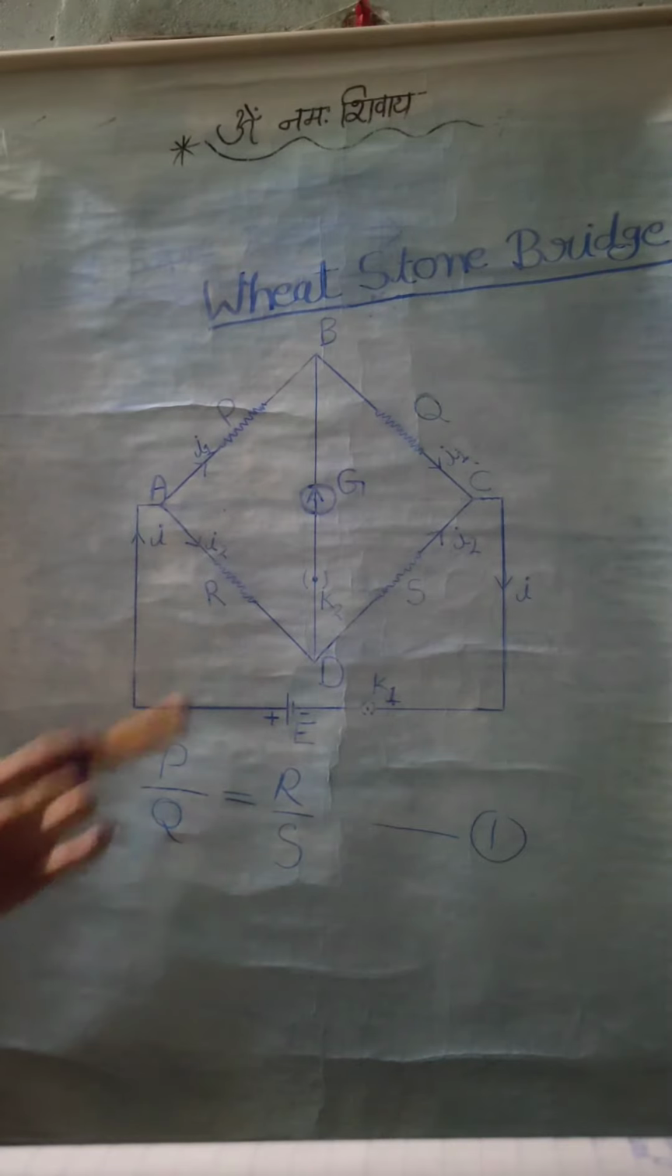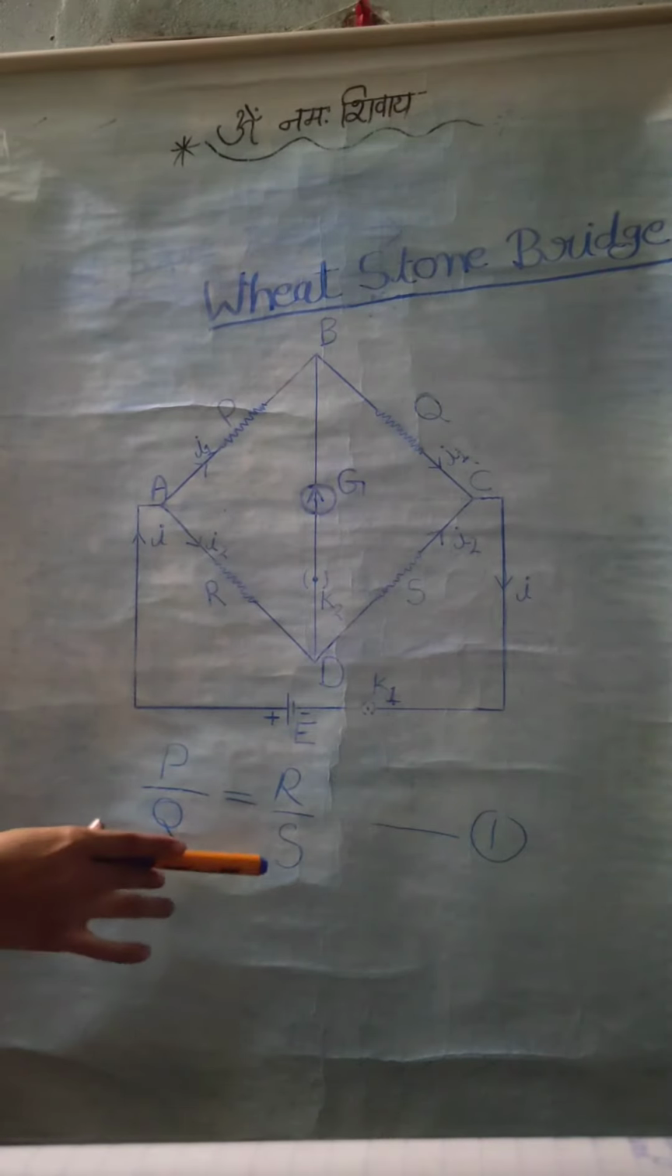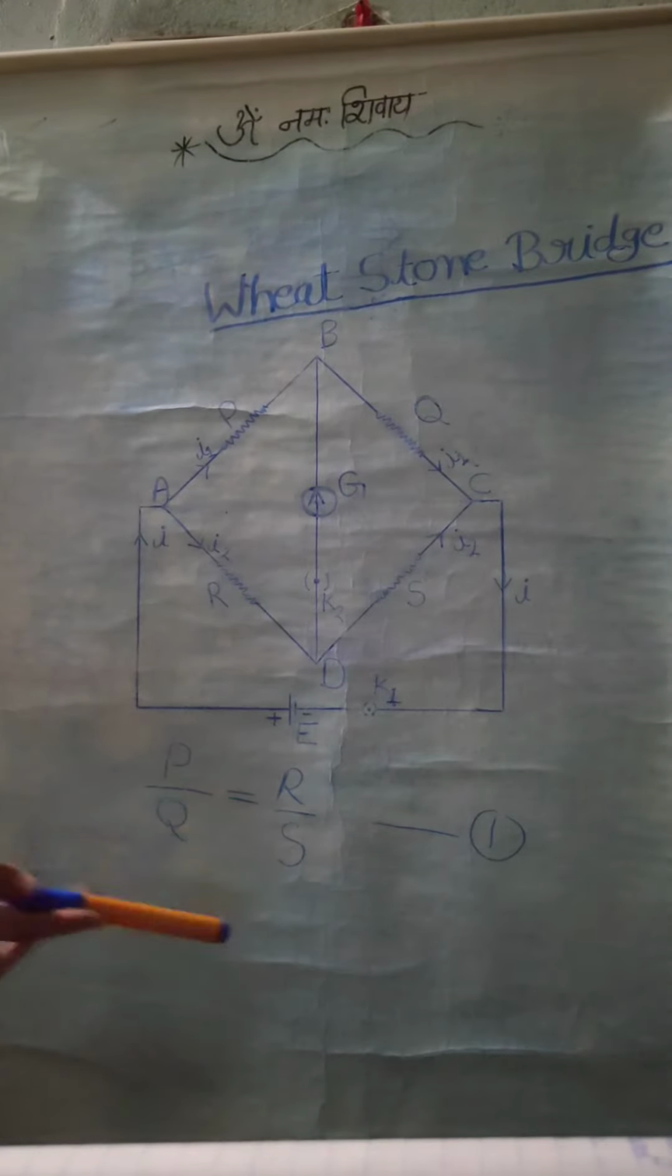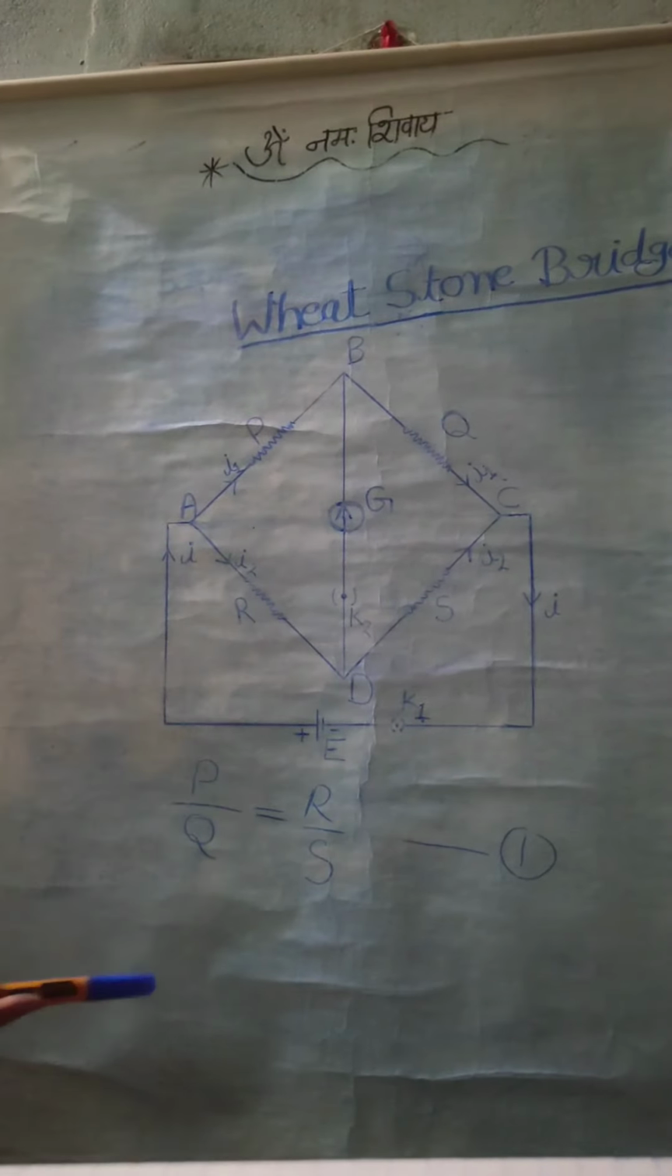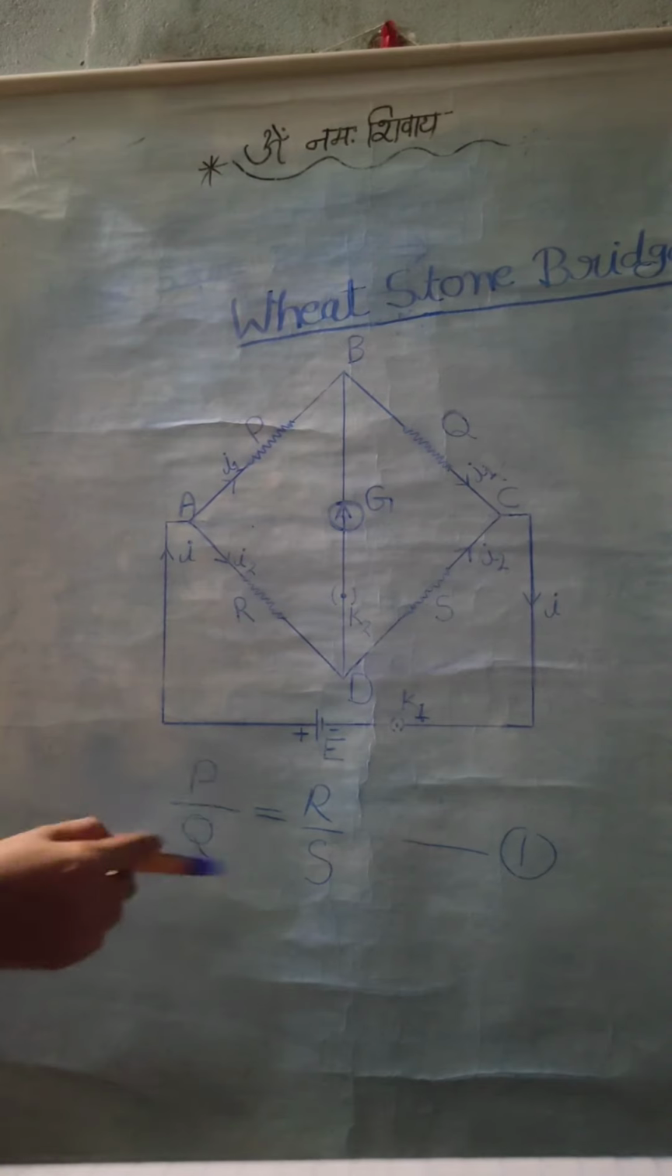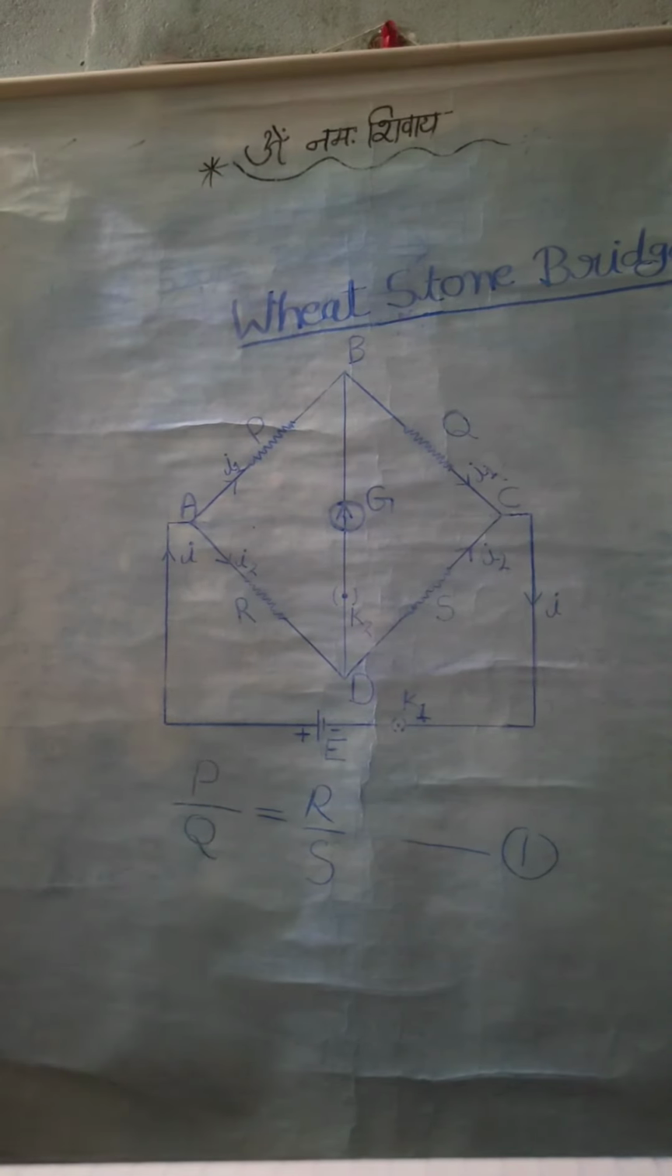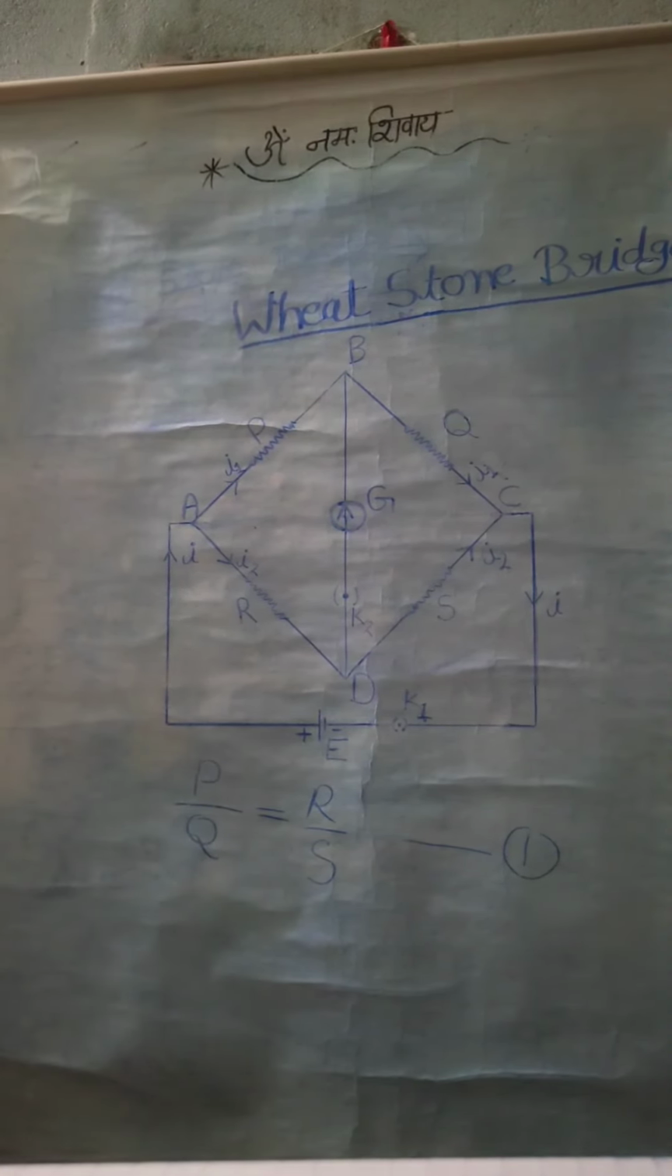And by using this equation, you are easily able to find the value of unknown resistance, capital S, in the value of P, Q and R. By putting these values in this equation, you can find the value of S. In this way, by using the Wheatstone bridge, you can find the value of an unknown resistance of a conductor.